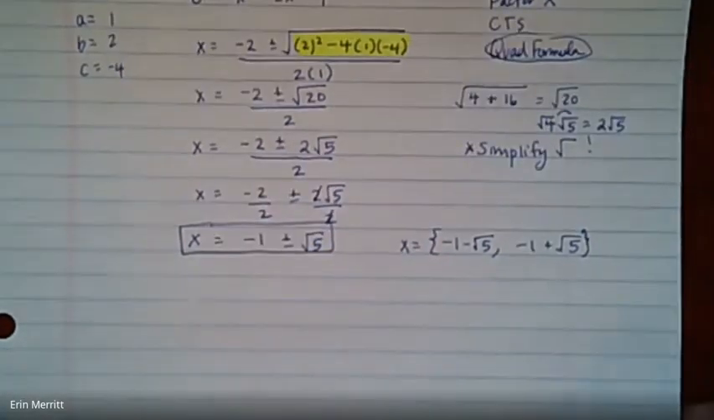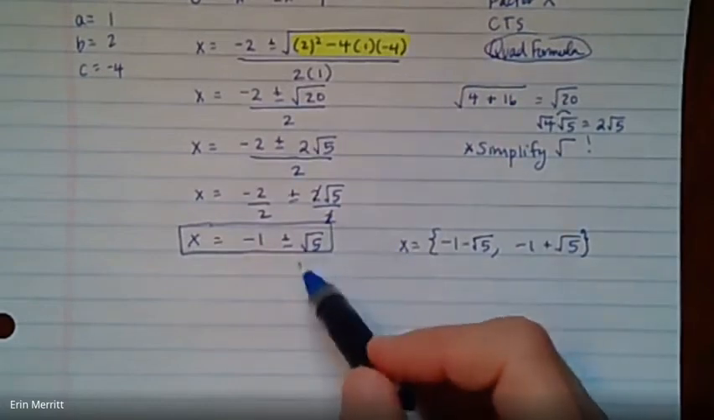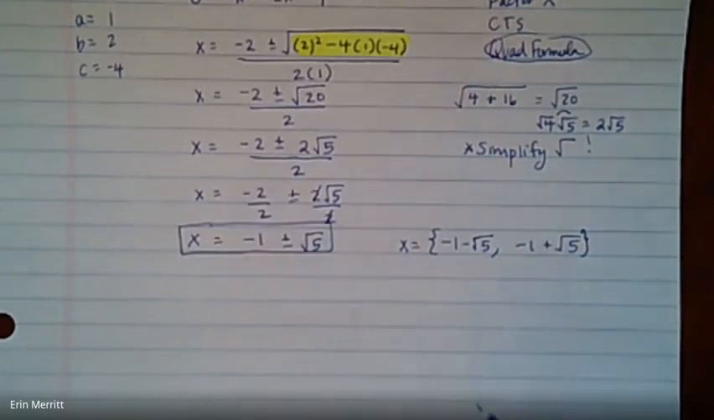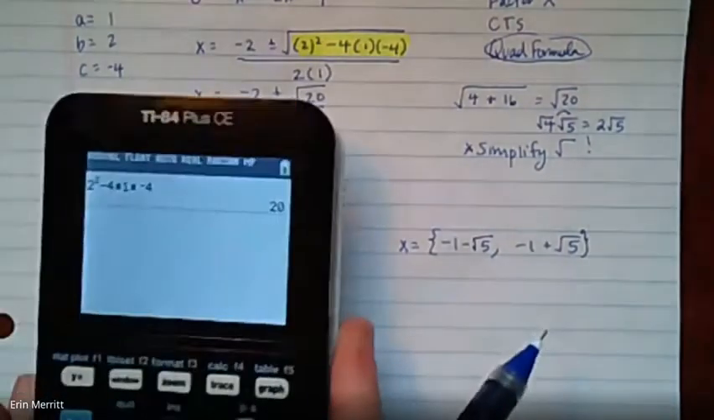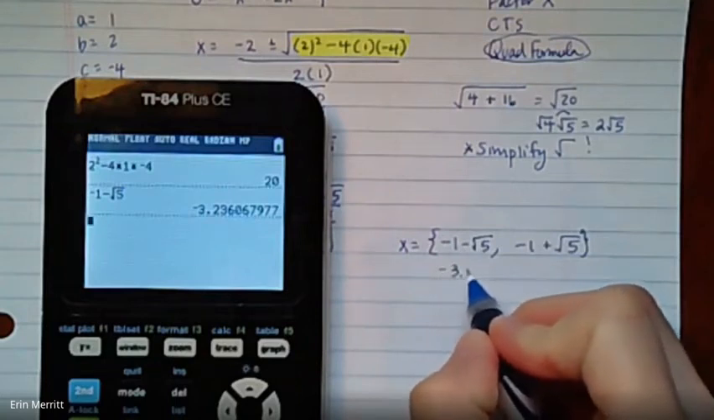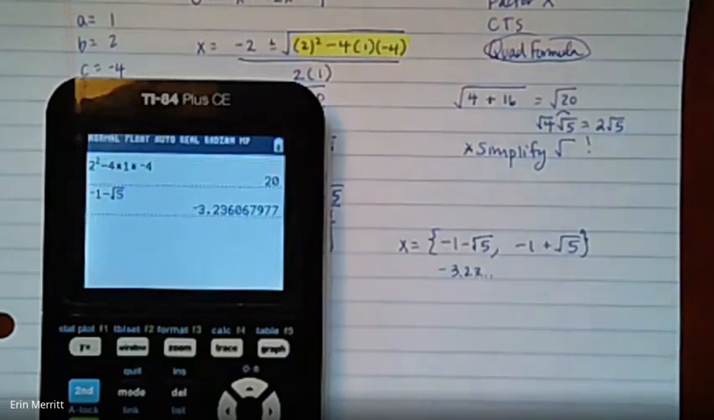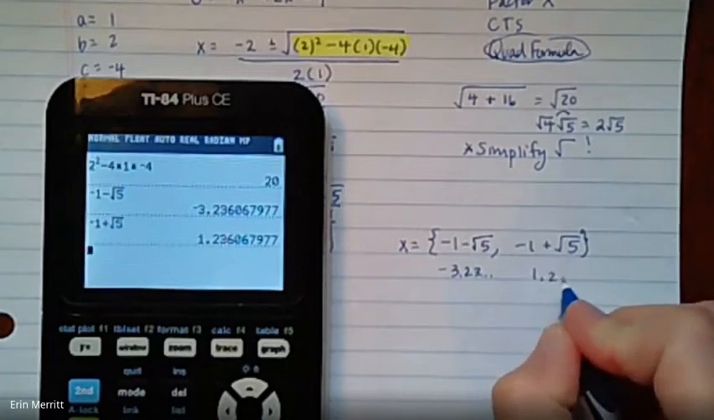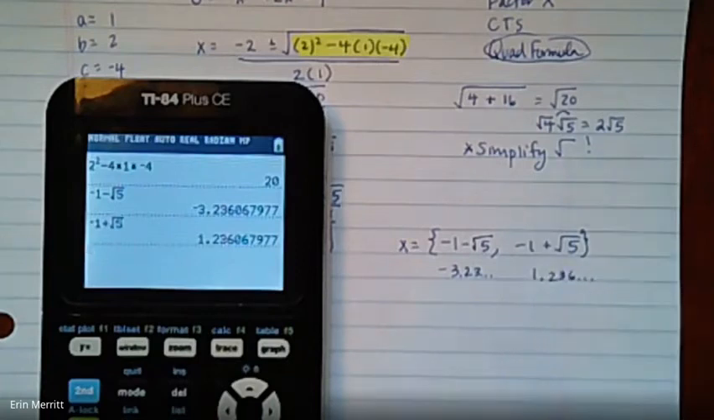All right, looking at those solutions, when you're stuck with a radical, that's fine. If I type it into the calculator to give me an idea of what that number is, like negative 1 minus radical 5, there we go. It's like negative 3.23 dot, dot, dot. And then if I do negative 1 plus radical 5, that's about 1.236, and it keeps going, all right?